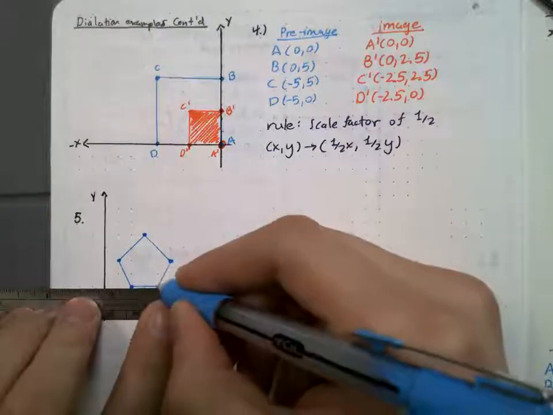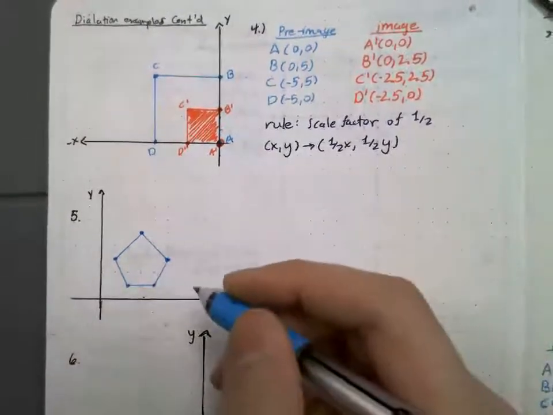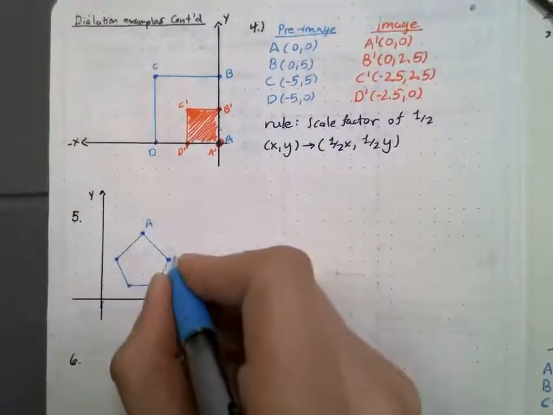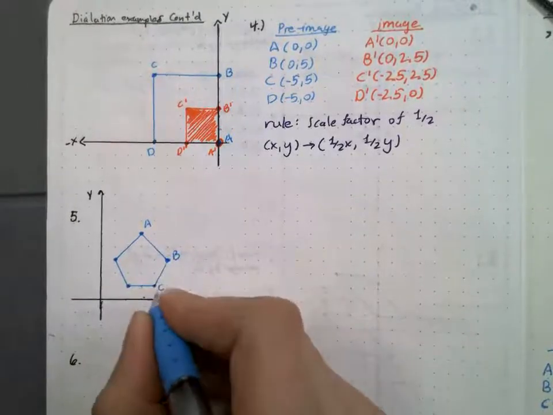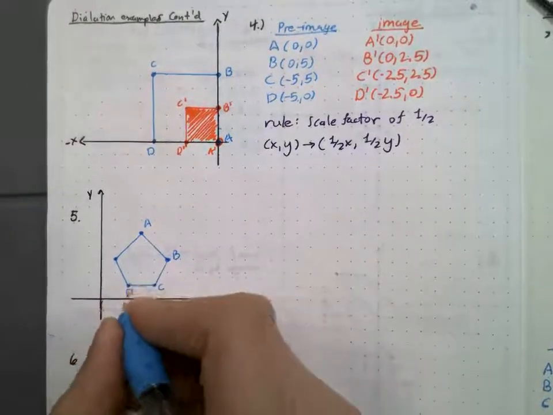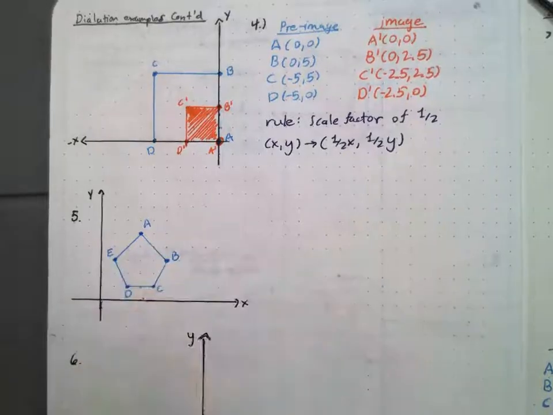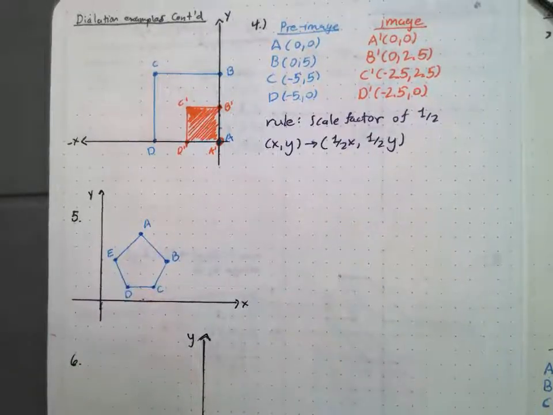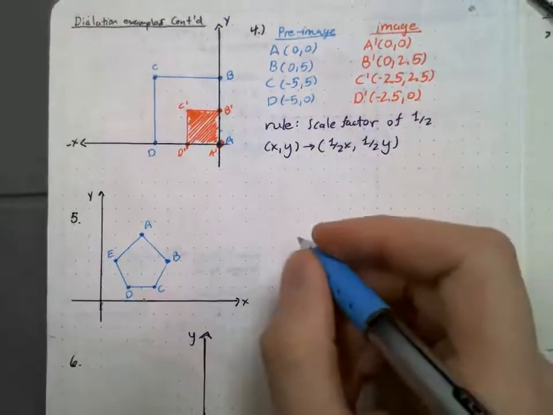Okay. There we go. And so we have A, B, C, D, and E, right? A, B, C, D, and E. And so our pre-image is as follows from those points.